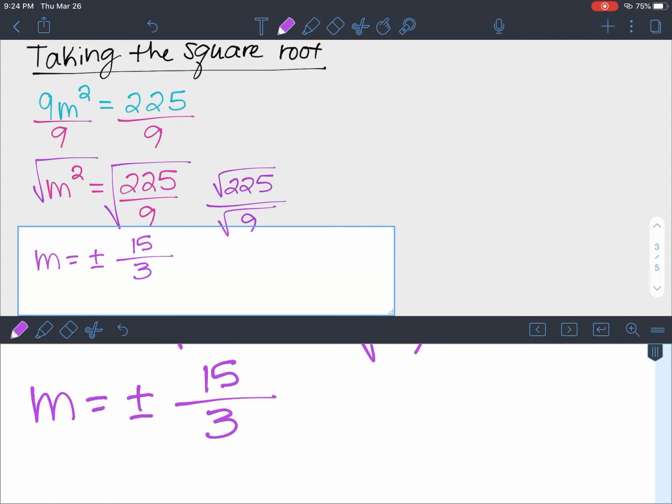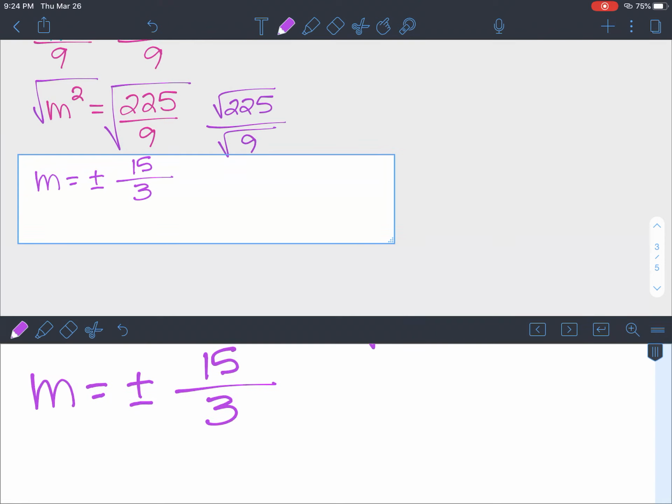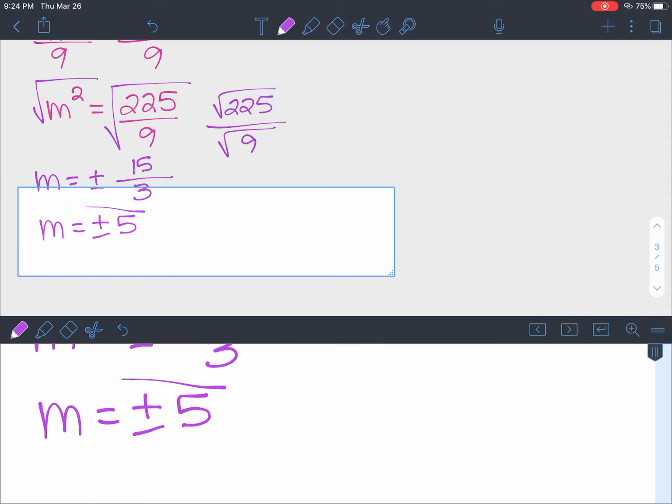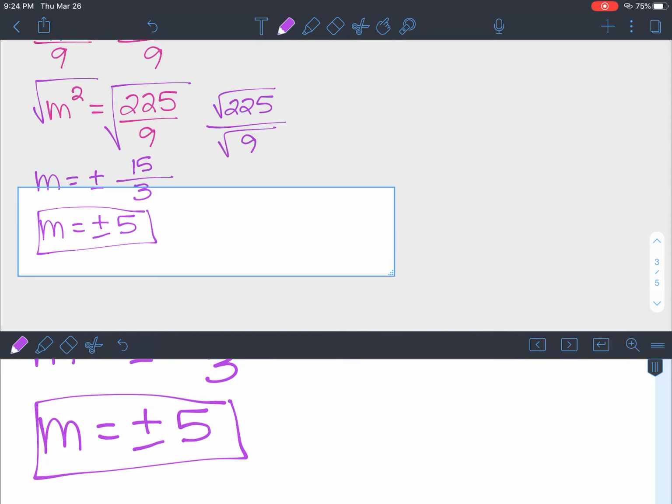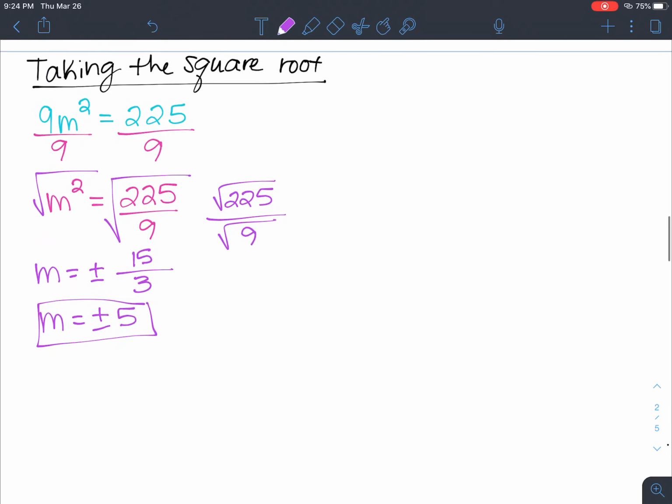And then from here, what is the last thing that you can do? 15 and 3 have something in common, so we can simplify that. When I do 15 divided by 3, I get 5. So my answer here is m equals plus or minus 5. So we were really just solving that one.